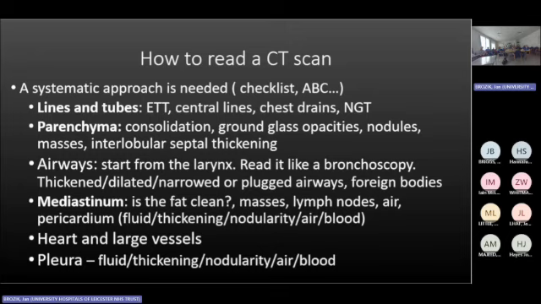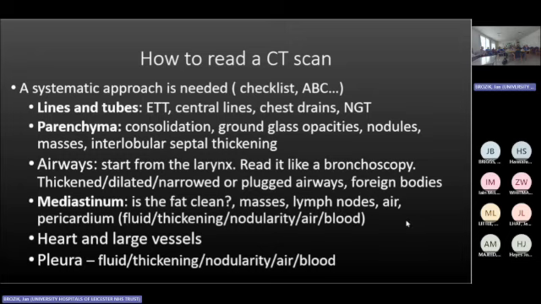And don't forget pleura. So we're looking for fluid, air, blood, presence of nodules, thickening. And what I didn't include is obviously the bones.